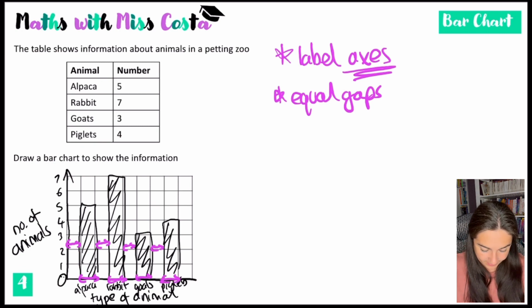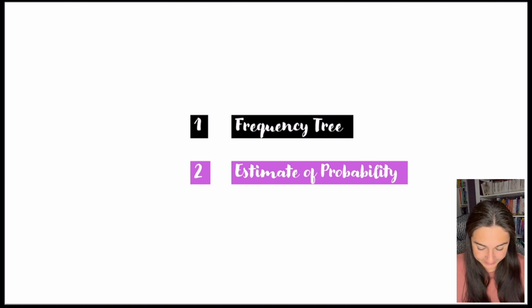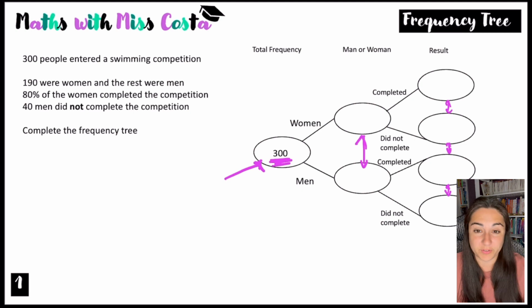Okay, and then moving on to probability, the last 2 questions of this paper are a frequency tree and an estimate of a probability. So 300 people entered a swimming competition, which is shown over here. With a frequency tree, everything is always going to add up to the first little bubble that you have. Then each level here also needs to add up to the original. So these 2 must add up to make 300, and all of these 4 together must also add up to make 300, which is the total.